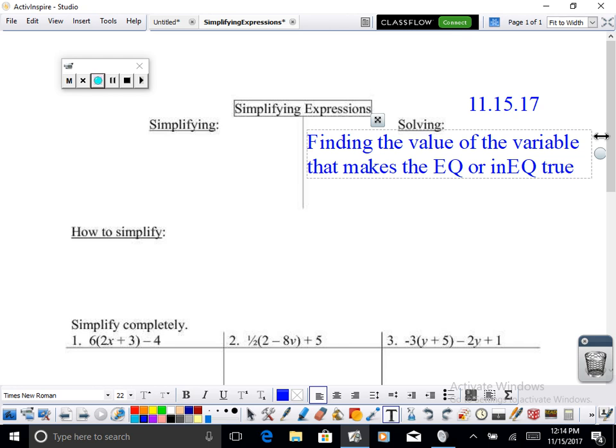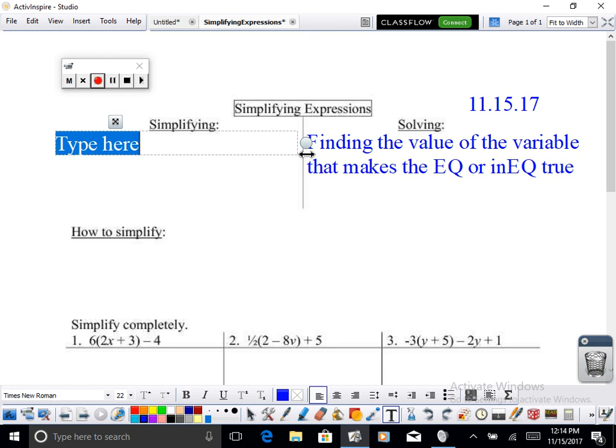When we're simplifying, it's a little bit different. When we're simplifying, we're not trying to find what the value of the variable is. If we take a look at each of those examples, there's no equal sign. So any value of x in example 1 can make this expression true because it's not equal to anything, it's just an expression.